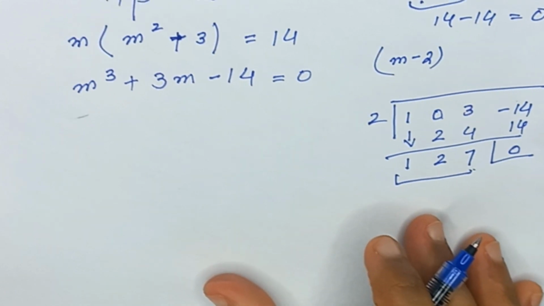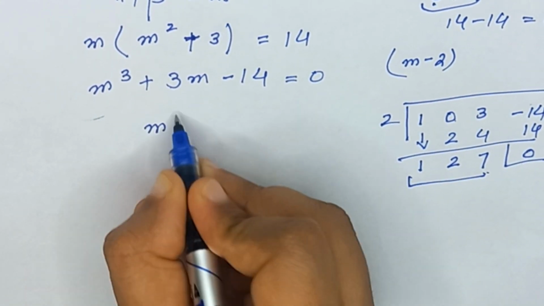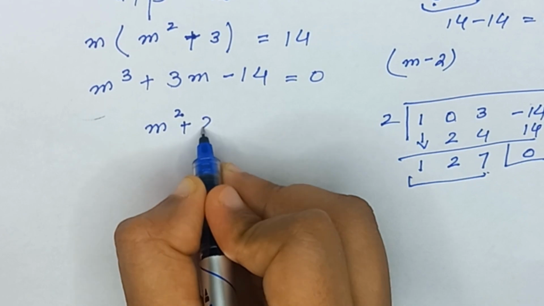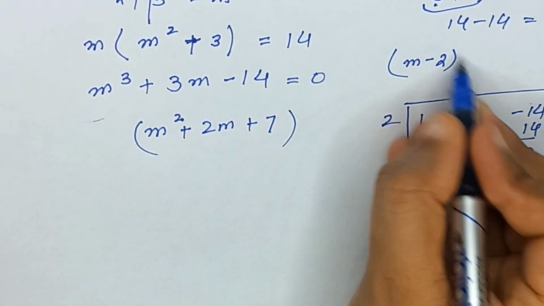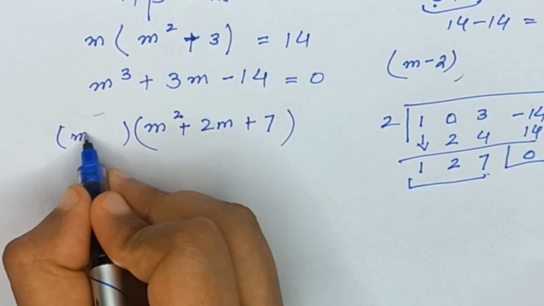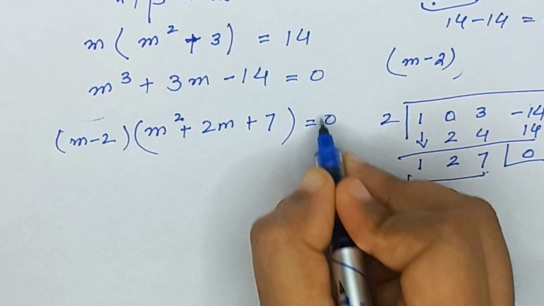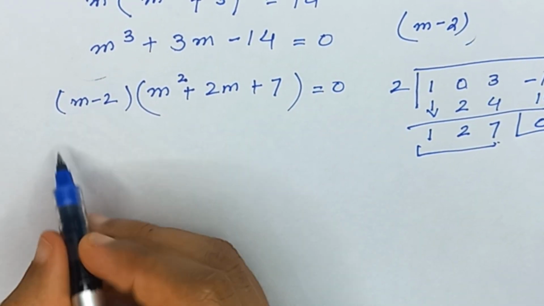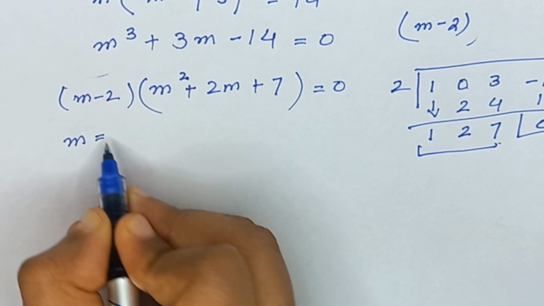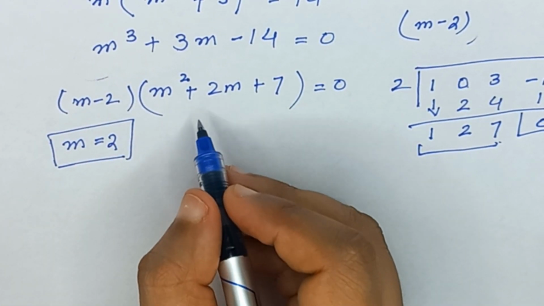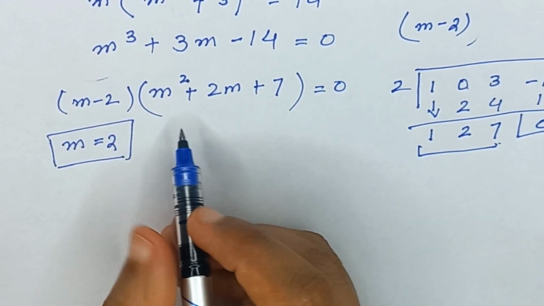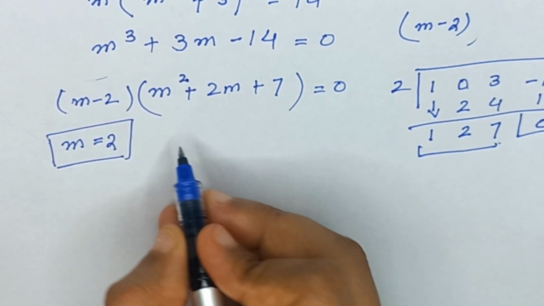Now we have a new equation, m square plus 2m plus 7, and we know that m minus 2 is one of the factors, and it is equal to 0. So from here we can get the value of m is equal to 2. And here we have a quadratic equation, so I will apply here the quadratic formula. So first of all, I will take its discriminant.